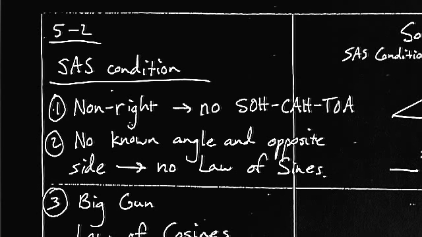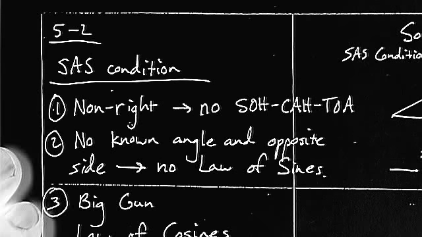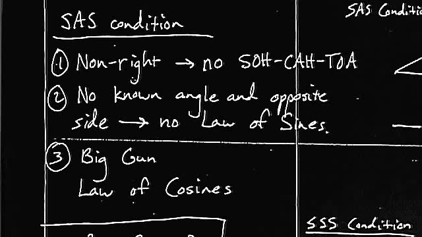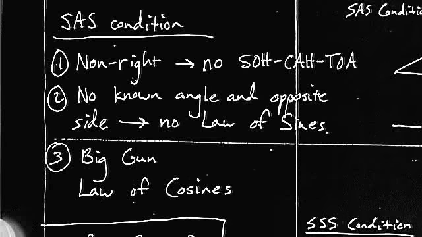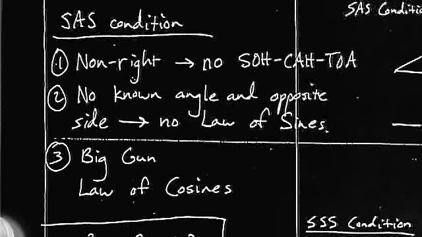so I can't use SOHCAHTOA. The second question I'm going to ask myself, from section 5.4 on the law of sines, is, does it have a known angle and a known opposite side? In this case, no, it will not, so I can't use the law of sines. I also talked to you about how this would be the big gun. The law of cosines is the last resort. This is what we're going to use in order to solve these situations.